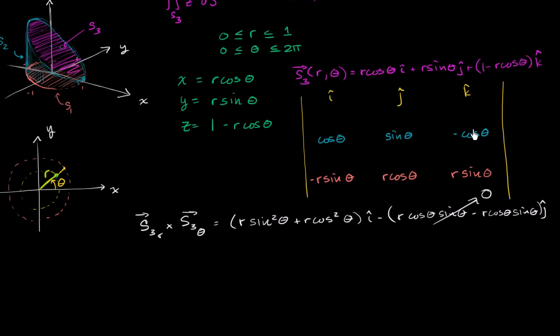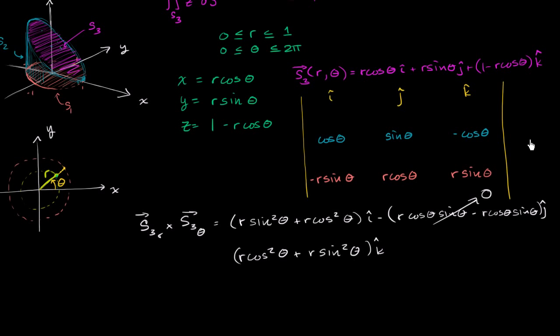And then finally, for our k component, we have cosine theta times r cosine theta. So we have r cosine squared theta minus, or minus negative r sine theta times sine theta. So this would give you a negative, but we're going to have to subtract it, so it gives you a positive. So plus r sine squared theta k.